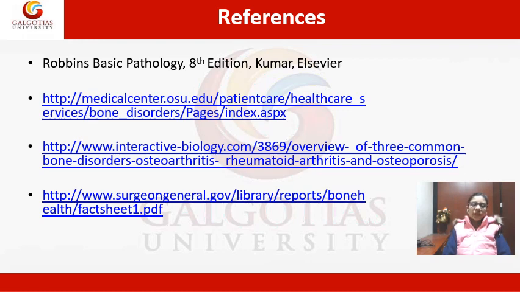So this was about the second lecture on neurons and neuroglial cells. The remaining two types of classification we will continue in the next lecture.